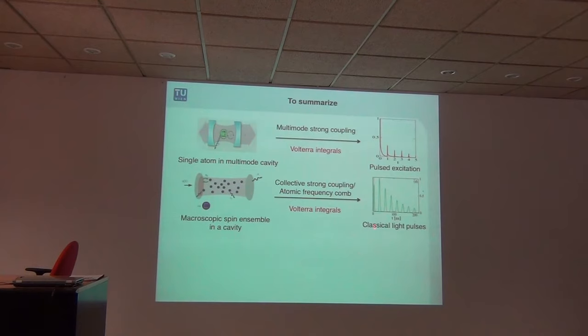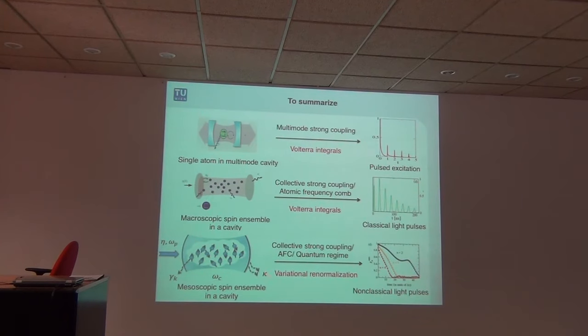Now the next question we wanted to ask was, can we have light pulses which are now non-classical? And for that, we went to the mesoscopic limit, where you have few spins inside a cavity. You have collective strong coupling again, but for few spins, you again define an atomic frequency comb, and you solve the problem in the quantum regime. And then we used this variational renormalization group method to solve it. And in this case, we were able to get non-classical light pulses.